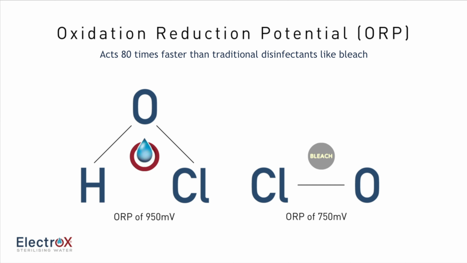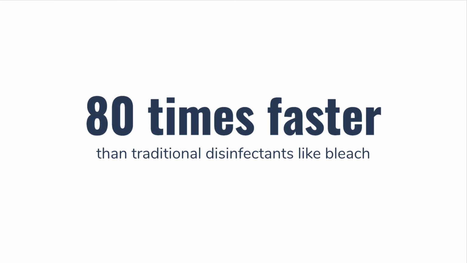It is both this high oxidation reduction potential and its ability to cross cell membranes easily that gives the hypochlorous acid in Electrox the ability to work 80 times faster than bleach, making it such an incredibly effective disinfectant.